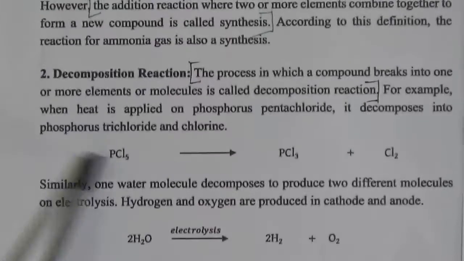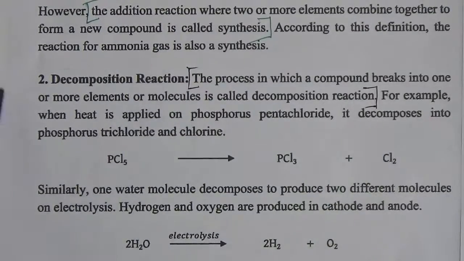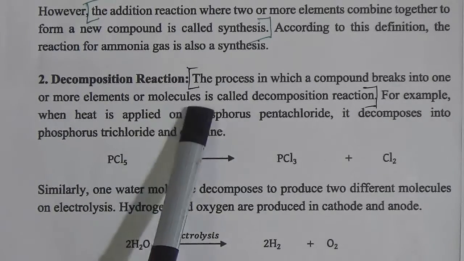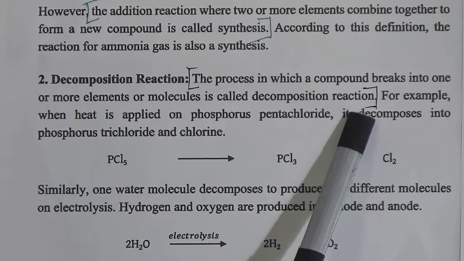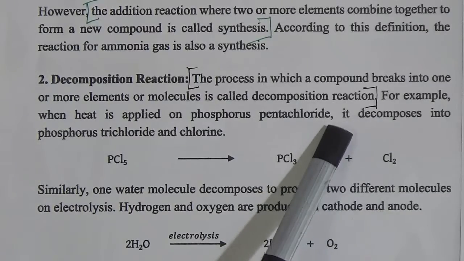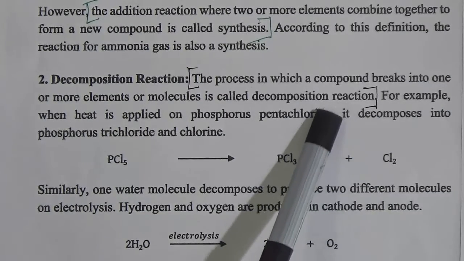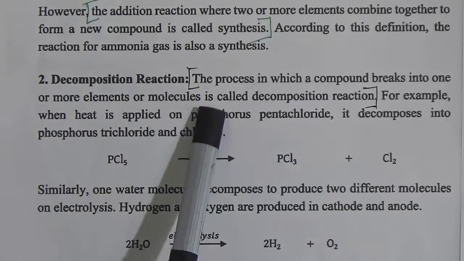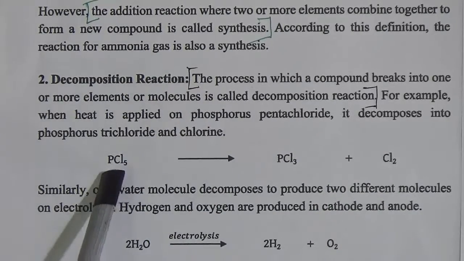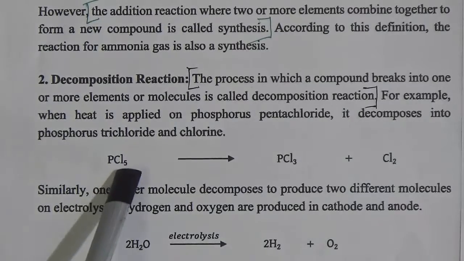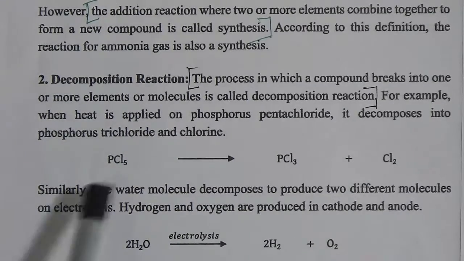Now come to the decomposition reaction. The process in which a compound breaks into one or more elements or molecules is known as decomposition reaction. It is just the opposite of addition reaction. In addition reaction, two or more things join and make a new thing, and in decomposition one thing breaks down into two things. Then phosphorus pentachloride breaks down into phosphorus trichloride and chlorine gas.